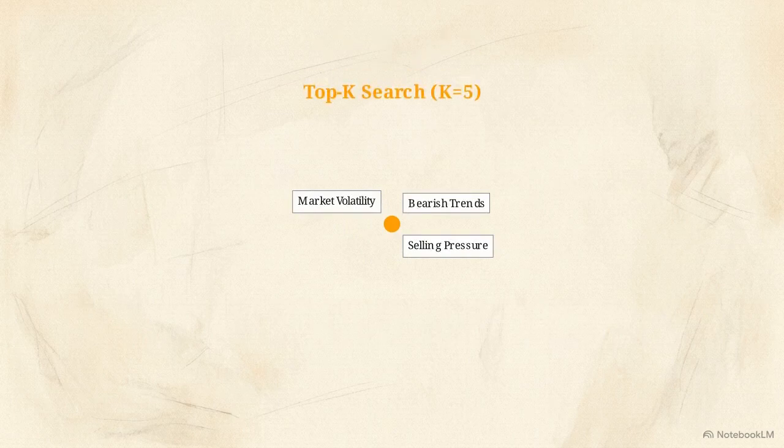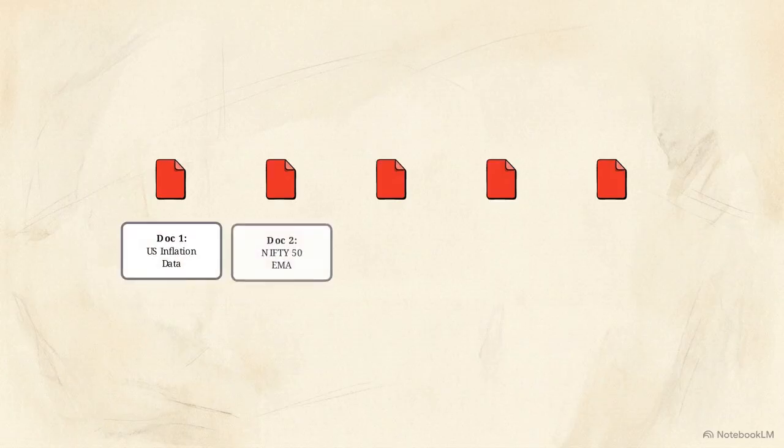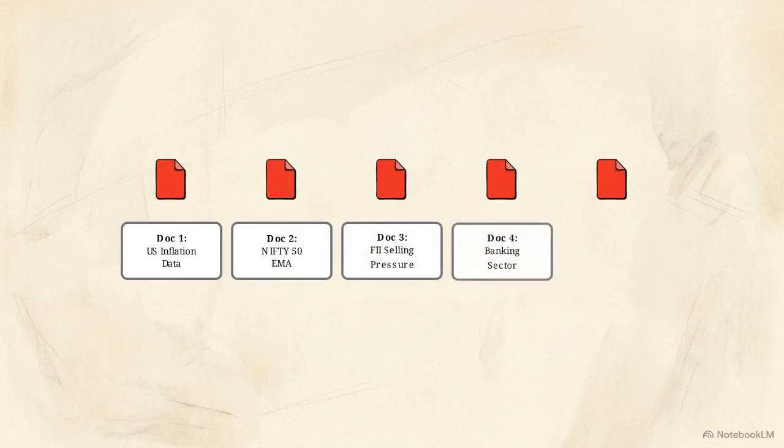Once the neighborhood is identified, the retriever performs a top K search. The K represents a limit set by the designers. In this case, the agent scans the database and selects the 5 documents that sit closest to the user's query on that 3D map. These 5 folders contain the specific signals needed: U.S. inflation data, a bearish trend on the 50-day average, high institutional selling, and rising oil prices.